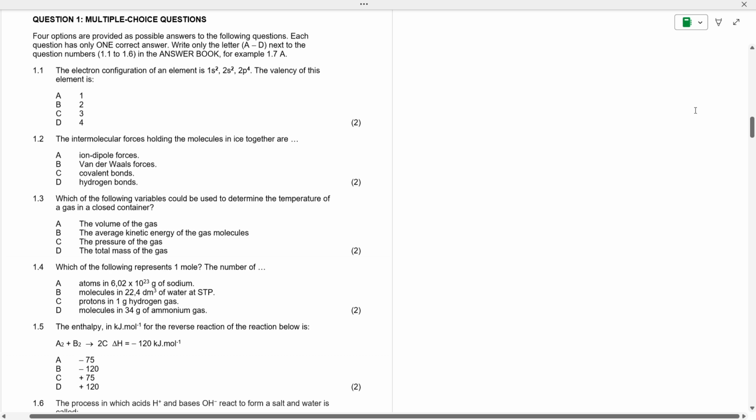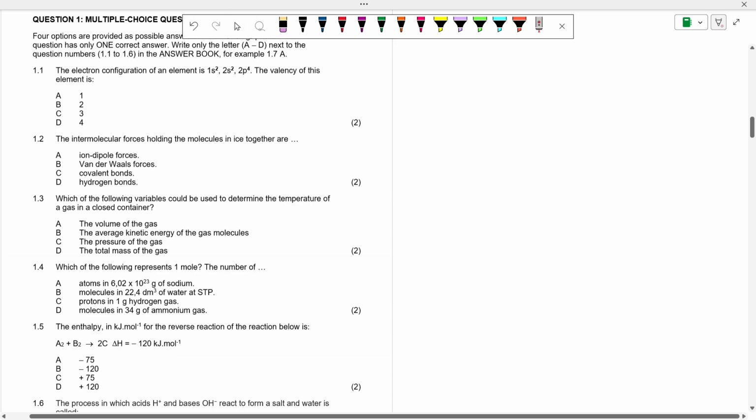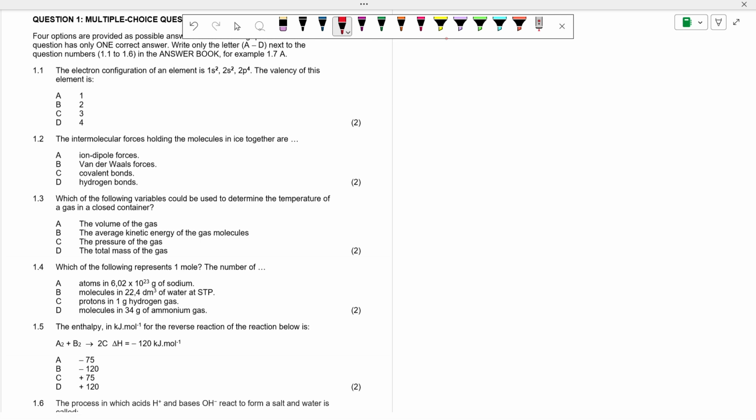1.1 says the electron configuration of an element is 1s2, 2s2, 2p4. The valency of this element is what? What will be the valency? This is your question. Will be 4. Okay, it will be 4. Snenhlahla, what is your answer? I'm not sure. Not sure.